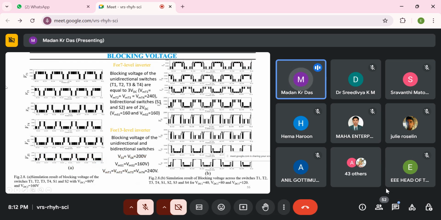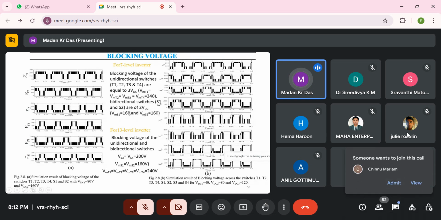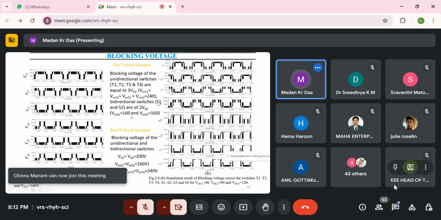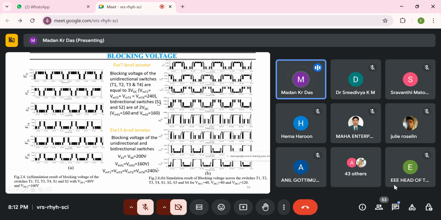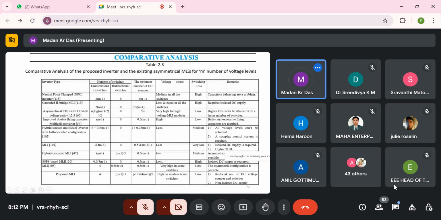And now this is the blocking voltage. We have discussed that every switch will block some voltage. So this is the simulation result of the blocking voltage of every switch. Here we have mentioned T1, T2, T4, T3, like this, with a blocking voltage of almost 20 to 40 volts. And this is also the S1 and S2 blocking voltage. This is the bidirectional switch, at 160 volts. And for 13 levels we have also mentioned the blocking voltage of every switch of the 13-level inverter.